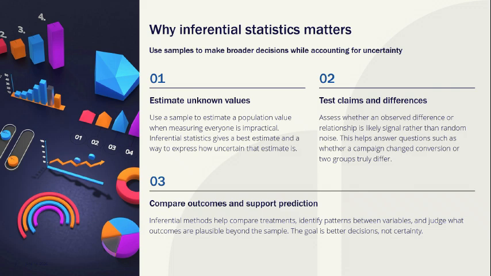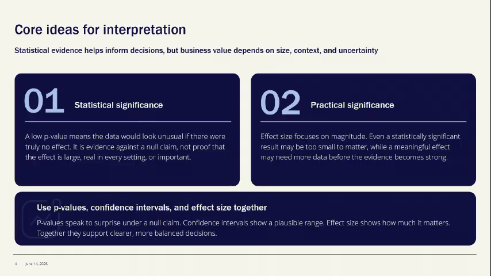Before applying statistical methods, we need to understand how results should be interpreted. The first concept is statistical significance. A statistically significant result suggests that the observed outcome would be unlikely if there were truly no effect. However, significance alone does not tell us whether the effect is meaningful. That's where practical significance comes in. Practical significance asks whether the effect is large enough to matter in the real world.